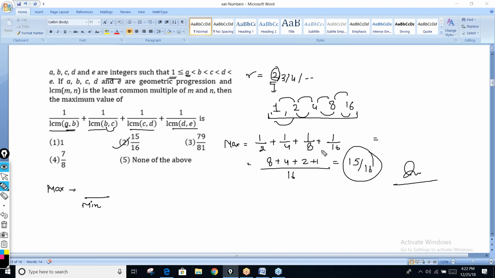So if I try to take it as 81, it will be 1 by 3, 1 by 9, 1 by 27 and 1 by 81, and that obviously will be less than 15 by 16. You can check it. 27 plus 9 plus 3 plus 1, that will be 36. 36 plus 4 is 40 by 81, which is not even half. That is even less than half. So that cannot be the maximum. The maximum value is 15 by 16. Option B. Come to the next one.